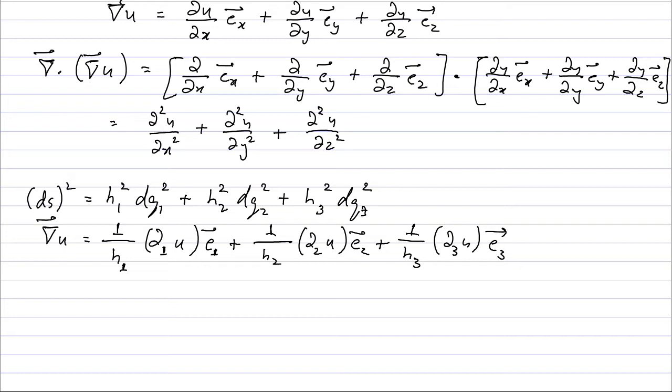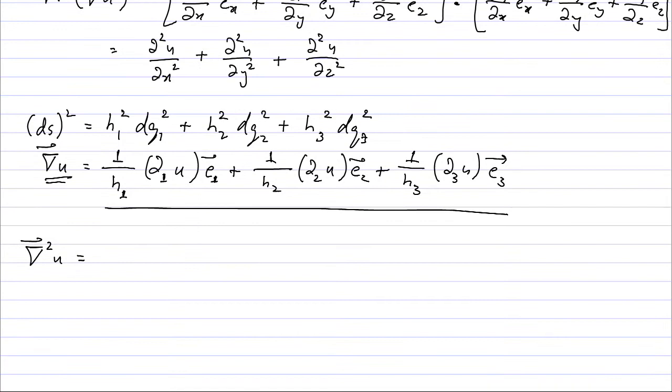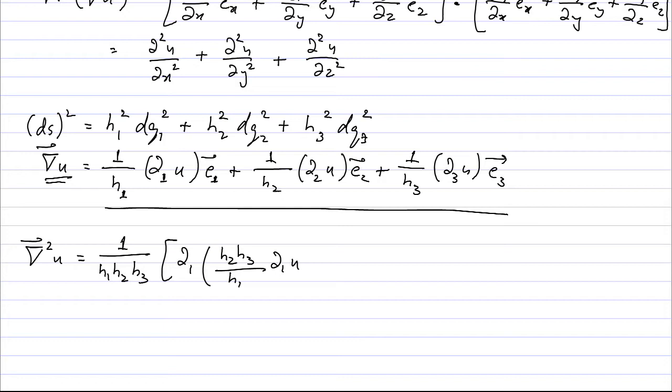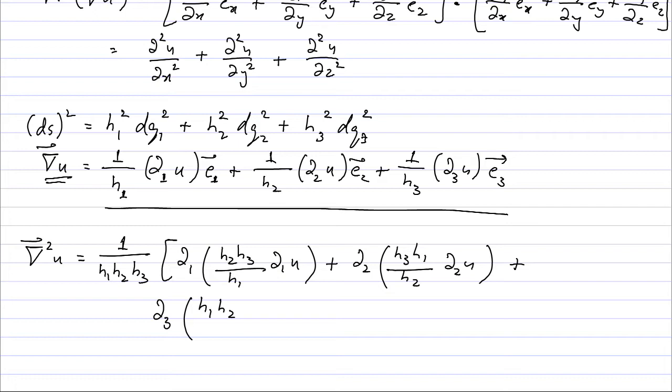Once you apply that to this, you find that del squared u in general is given by 1 over h1 h2 h3, and you have over here partial 1 of h2 h3 divided by h1 times partial 1 u, plus partial 2 of h3 h1 divided by h2 times partial 2 u, plus the third derivative, with respect to q3, of h1 h2 divided by h3 times partial 3 u. Notice I'm being careful about these parentheses because, of course, these h1, h2, h3 can depend on q1, q2, q3 in general.